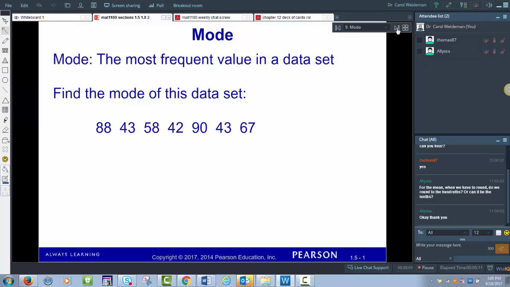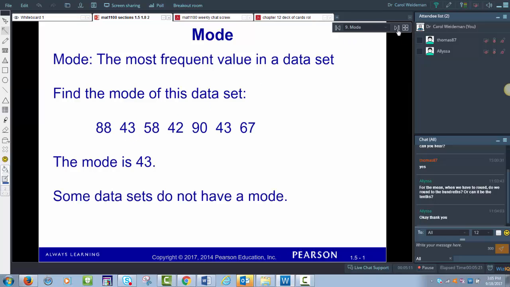Sometimes it's helpful to put them in order. In this case, I can see that the only number that occurs more than one time is 43. So we say the mode here is 43. Now some data sets have no mode and some data sets have more than one mode.